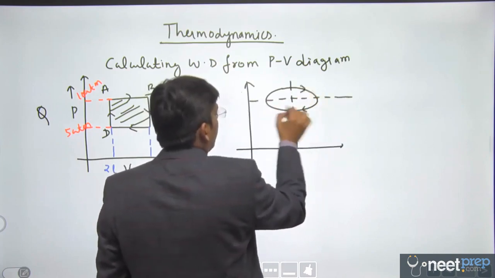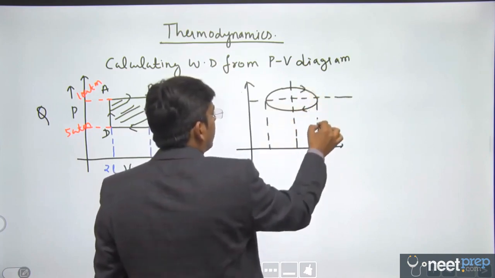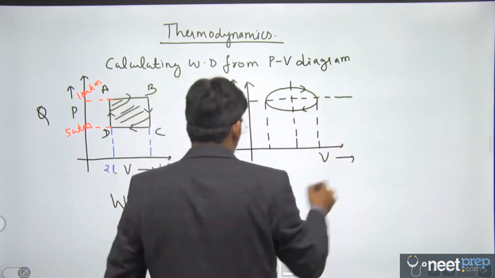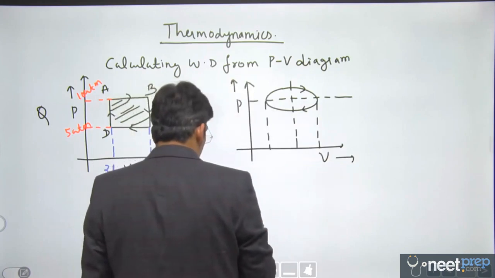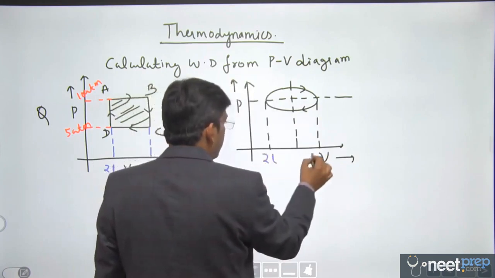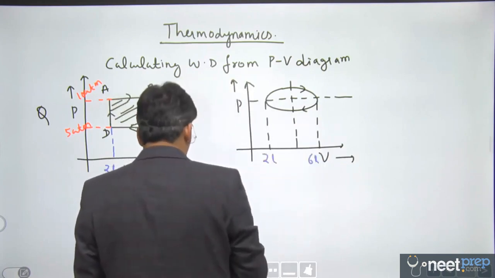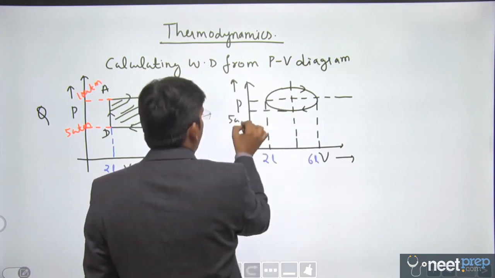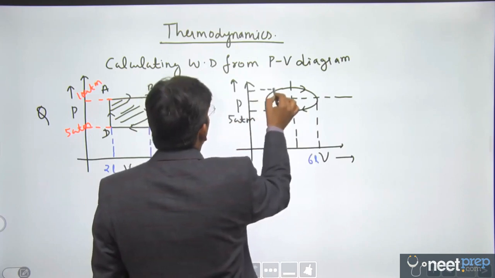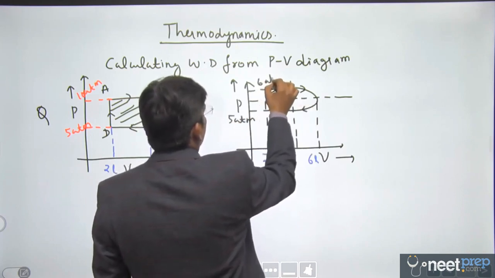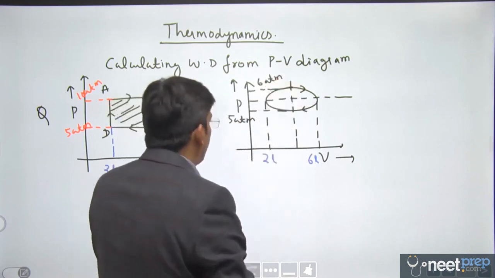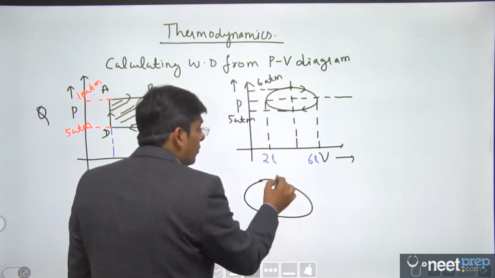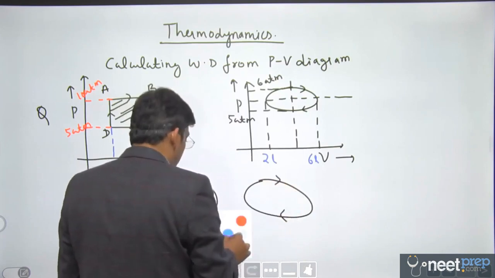Suppose the PV graph is an ellipse. This is pressure, this is volume. Suppose this is 2 liters, this is 6 liters, and suppose this is 5 atm, and this is 6 atm. See, dear students, if you have an ellipse here and you are asked to calculate the area of the ellipse, how can you calculate it?